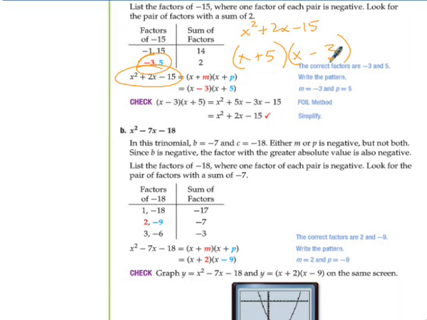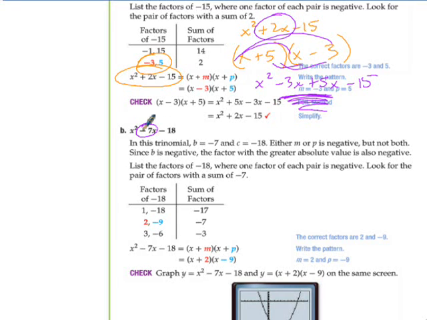The easiest thing you can do is just check. Just do FOIL and check. Here that's x squared, that's negative 3x, this is positive 5x, and this is negative 15. Our like terms right here in the middle add to 2x, which is what they were in the problem, so I know it's right.